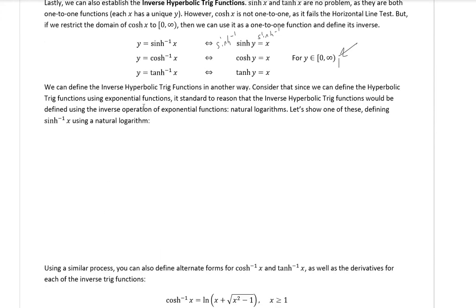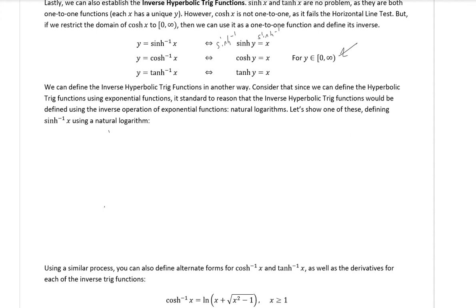We can define the inverse hyperbolic trig functions in another way, and we can consider that since we can define the hyperbolic trig functions using exponentials, it's standard to reason that the inverse hyperbolic trig functions would also be defined using the inverse operation of exponential functions, so natural logarithms. So since the original sinh and cosh all used e to the x or e to the negative x in various places, and we're finding the inverse of sinh and cosh, it stands to reason that we'd be using a lot of natural logs. So what we're going to do is show how we would define sinh inverse using a natural logarithm.